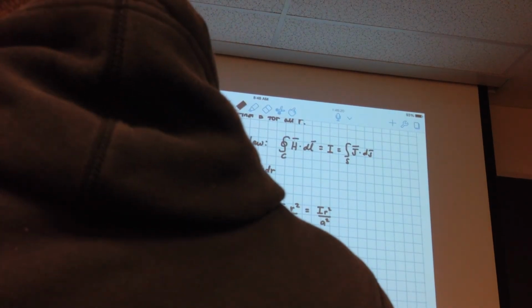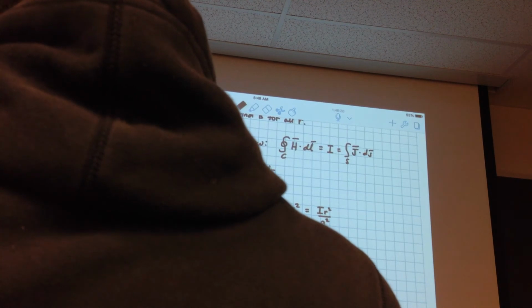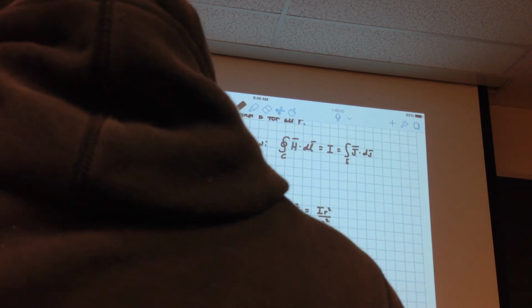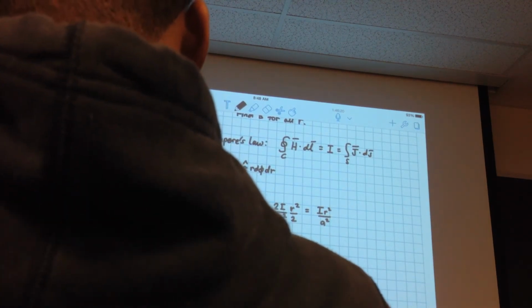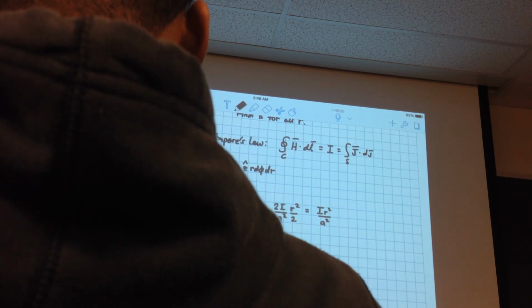I could have almost guessed that, right? Because if the current is uniform, then the current inside of a loop of radius r is going to be I times the ratio of the area inside of the contour, which is pi r squared, divided by the total area, which is pi a squared. So that makes sense.